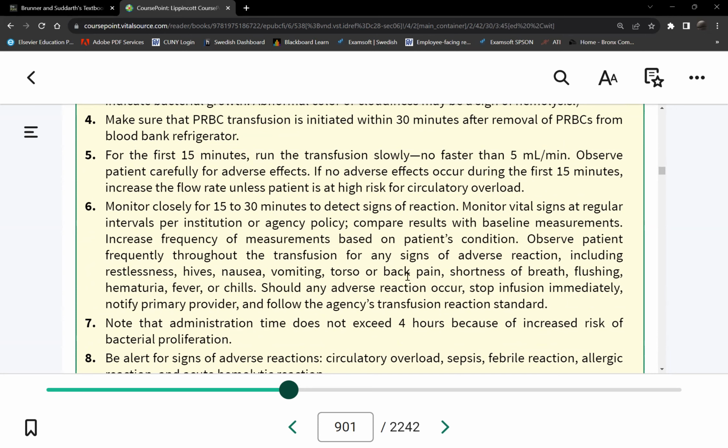Now consider things can go wrong. The IV access could infiltrate. The patient may have diarrhea and may have to run to the bathroom. A multitude of things could go wrong and will interrupt the blood transfusion procedure. So what would be a reasonable rate for you to finish in 4 hours from the time it left the refrigerator?